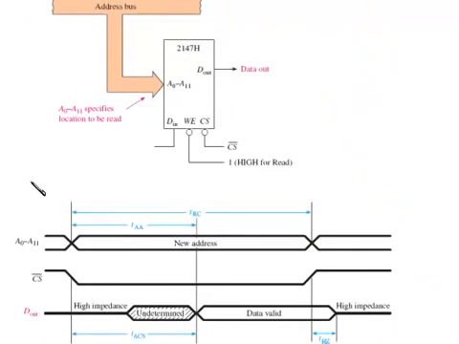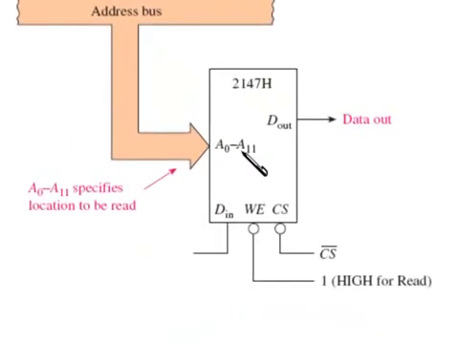In figure 16.6, I'm going to show you how the address bus is connected to the A0 through A11 lines. So what you'll do is specify the address of the cell you want to look at, and we're trying to read the data out, so we have to make the not WE high to do that. So here's the timing for this.